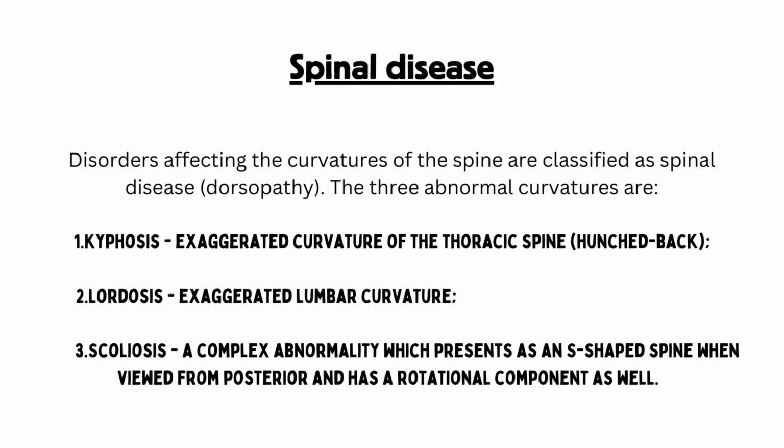Following are some diseases of the spine. Kyphosis: it is an exaggerated forward rounding of the thoracic spine. Lordosis: it is an exaggerated lumbar curvature in which the lumbar vertebrae move too much inwardly. Scoliosis: it is a complex abnormality which presents an S-shaped spine when viewed from posterior.